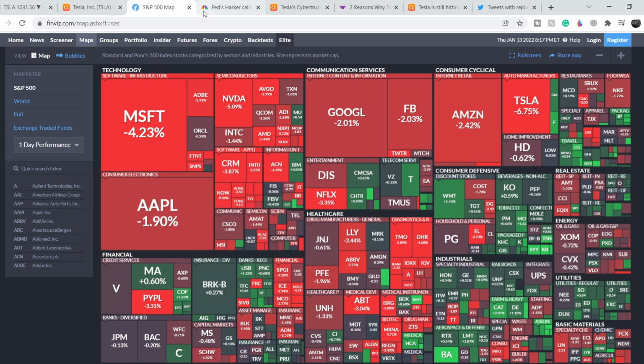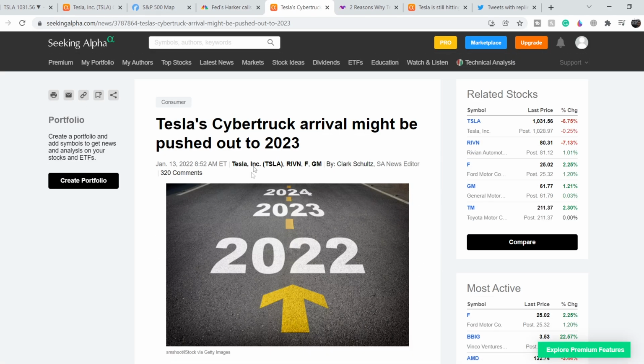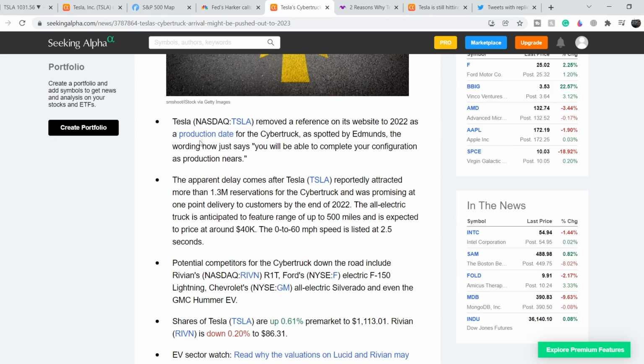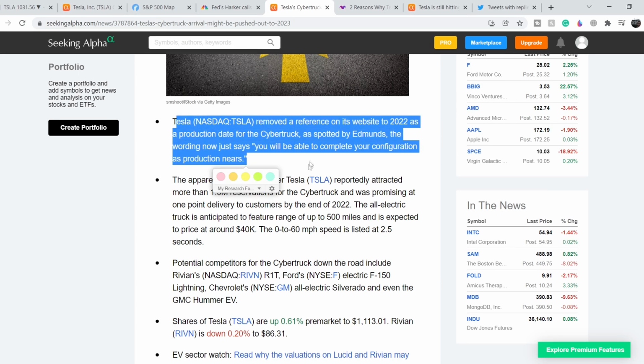But we also have some, quote-unquote, negative news for Tesla. And let me show you first of all this one. Tesla's Cybertruck arrival might be pushed out to 2023. And let me quote you this. Tesla removed a reference on its website to 2022 as a production date for the Cybertruck, as spotted by Edmunds. The wording now just says you will be able to complete your configuration as production nears.